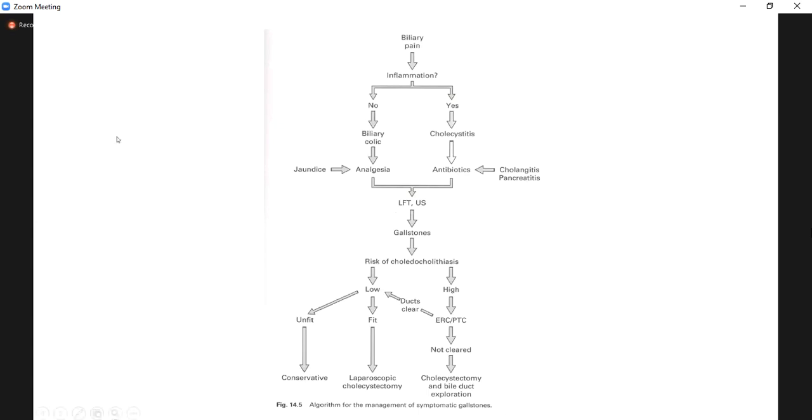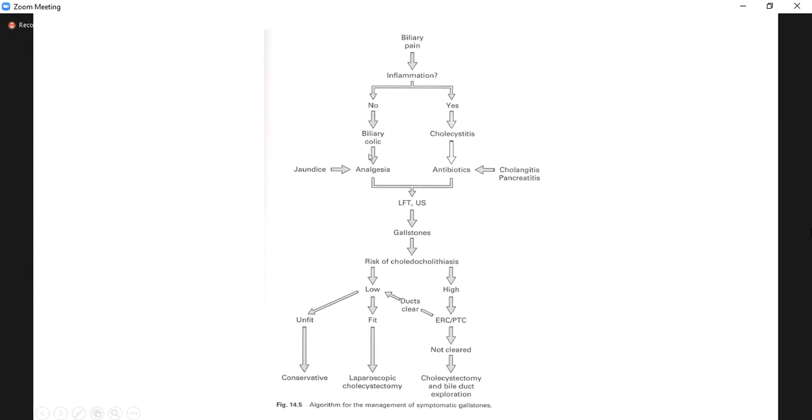Right. This is an algorithm where I tried to give you a summary of the management of a patient with biliary pain. Let's see whether we can follow this. So if they have inflammation, biliary pain, inflammation means cholecystitis, that you know already. No inflammation means biliary colic. So what are you going to do?